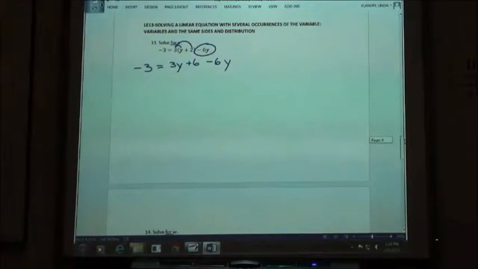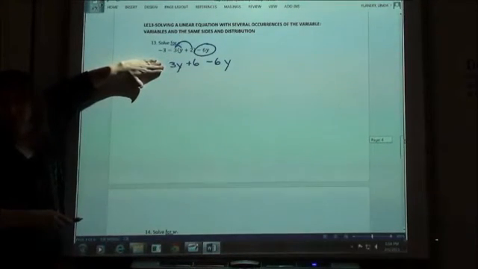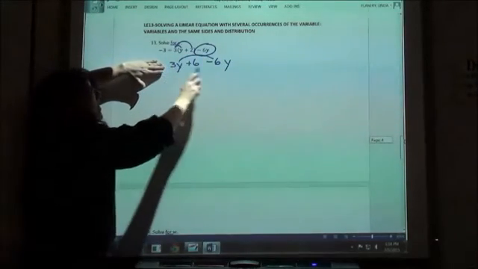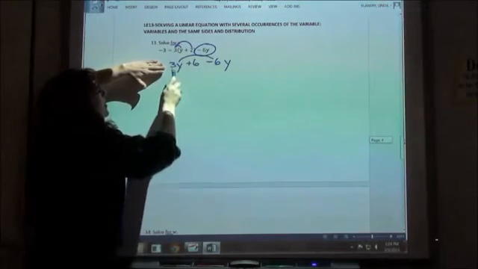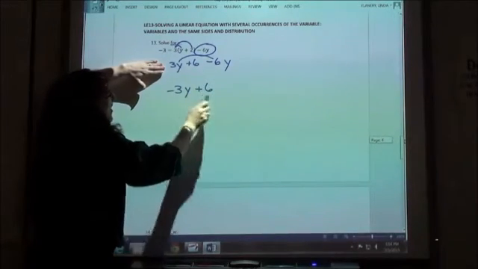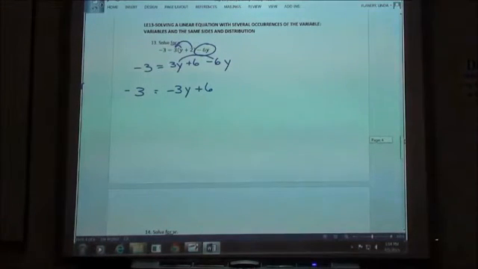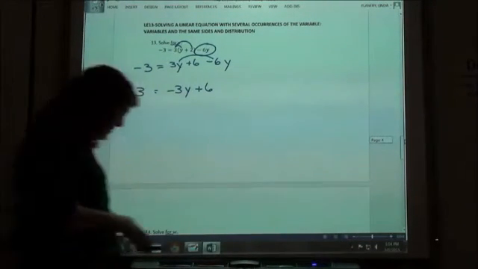Now, my second step is to simplify each side of my equation. This side, obviously, I can't do anything with, but this side is like those problems we did in the previous chapter, combining like terms. We can put these two things together. We're not changing any signs, we're just combining. Negative 3 plus 6. Now, I can't do anything to combine those, so I'm stuck there. So negative 3 equals negative 3y plus 6. But now it should look really familiar to you. Now we're to those two-step problems that we did a whole bunch of.